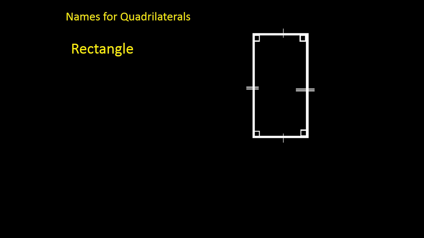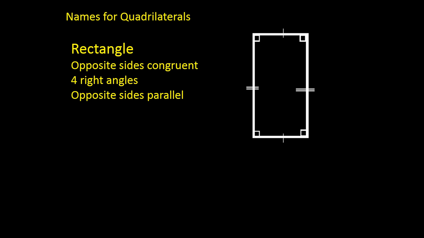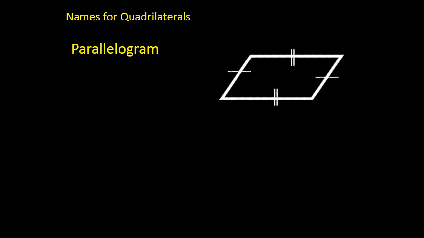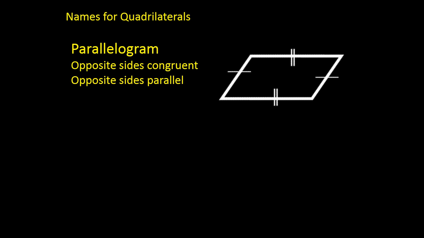A third type of quadrilateral is called a rectangle. A rectangle must have opposite sides that are congruent, and it must have 4 right angles. Now, because it has those 2 properties, it also has opposite sides that are parallel. A parallelogram has opposite sides that are congruent and opposite sides that are parallel.